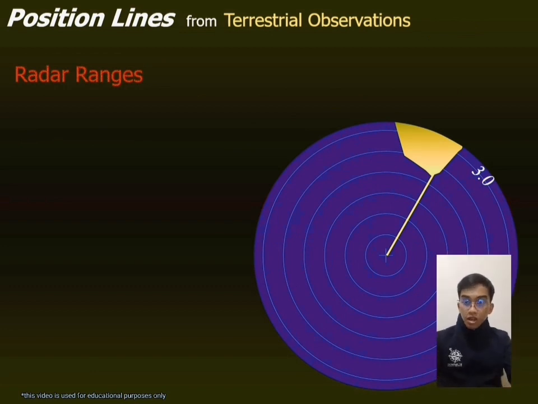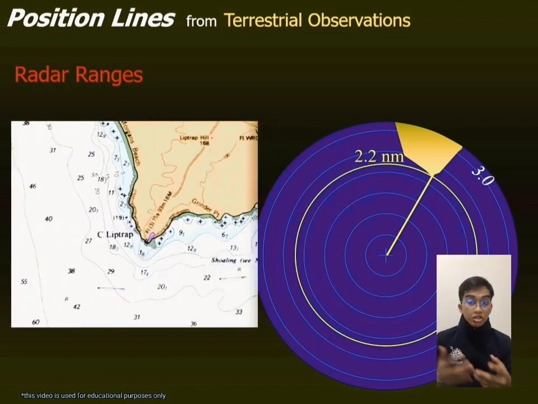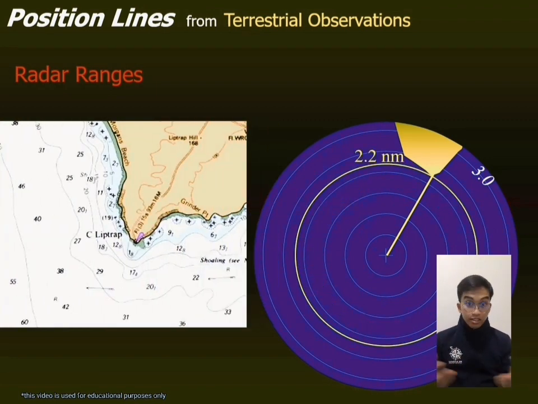A position line can also be obtained and drawn onto a chart if you can determine the distance you are from the charted object. The distance can be determined by the radar, as well as by rising or dipping ranges of lights. We will talk about that as well. A position circle is drawn onto a chart using a set of compasses. The distance is measured off.